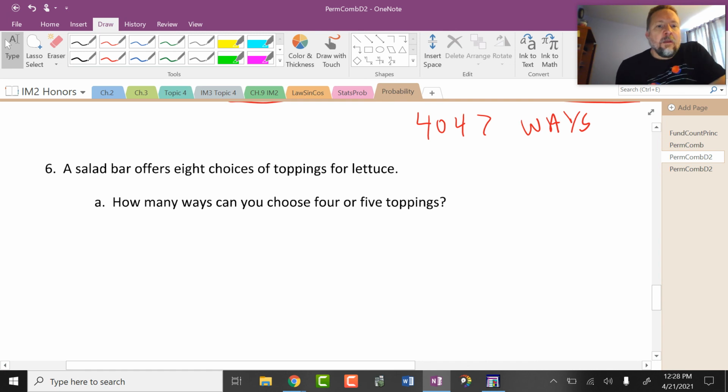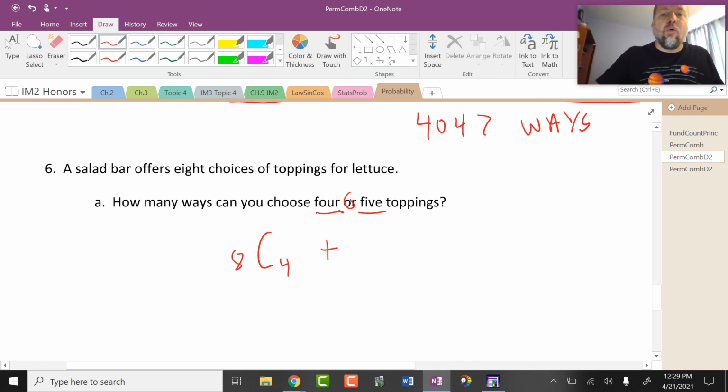So okay, this is the one we'll do without a calculator. 1229, gotta go. Salad bar offers 8 choices, toppings, and so on. How many ways can you choose four or five toppings? Okay, salad. You put it in, you mix it up. Doesn't matter the order, it's a combination. So it's 8C4 or 8C5.